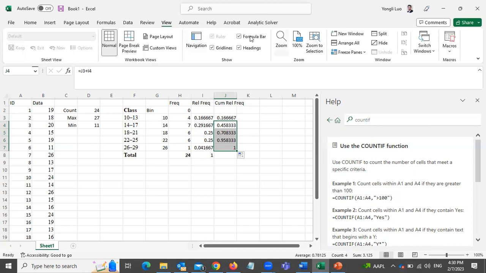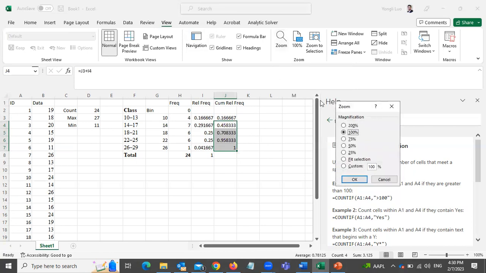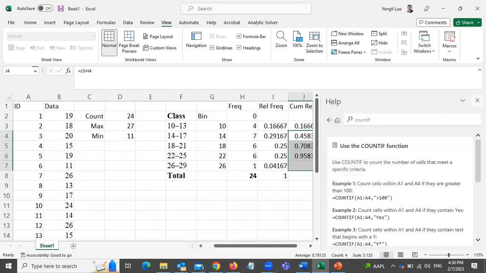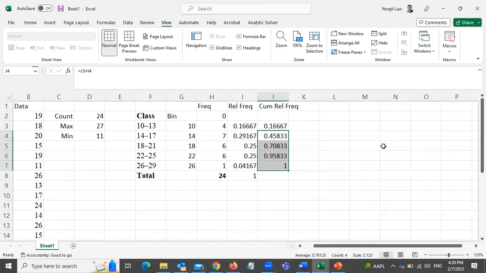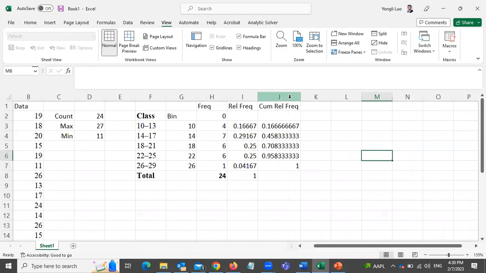Is that okay? I'm going to make it bigger so you can see. You go to relative frequency and click the first number, the next one to the left, right there.